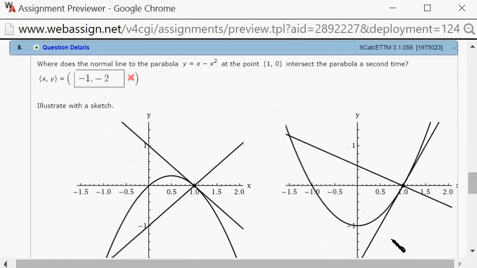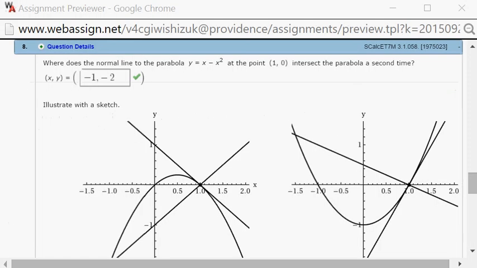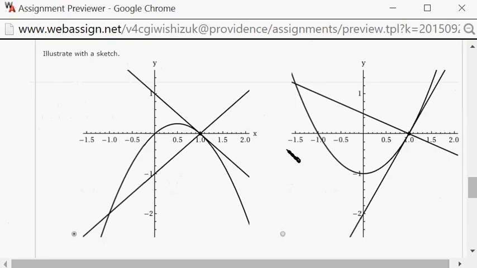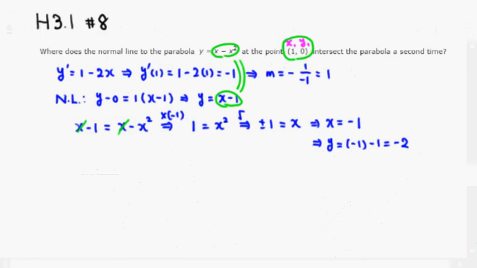Let's see what else. So that's that. Let's submit for testing. It came back and looks like we got the point correctly, and we have the correct picture as well. That's it. I hope that this was clear.